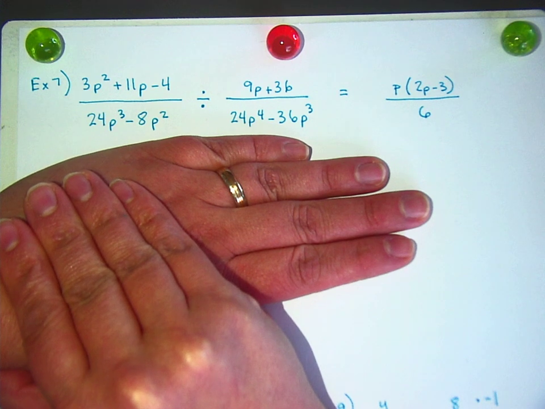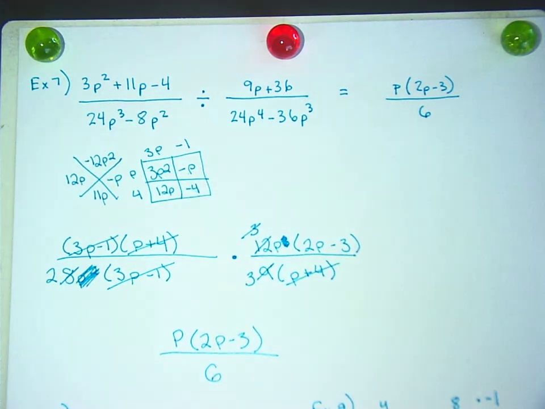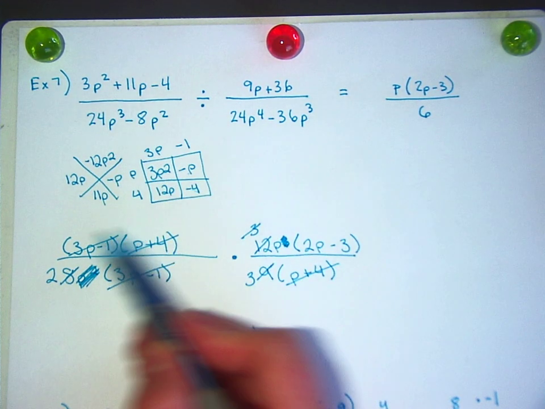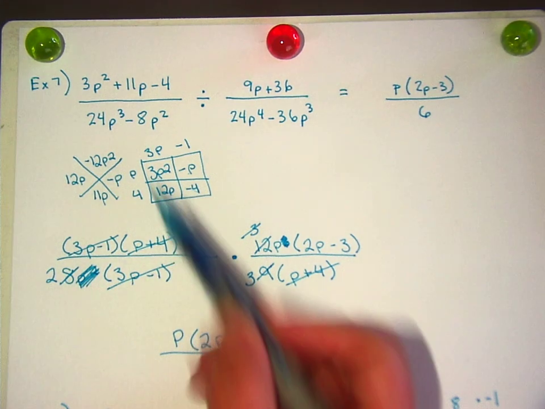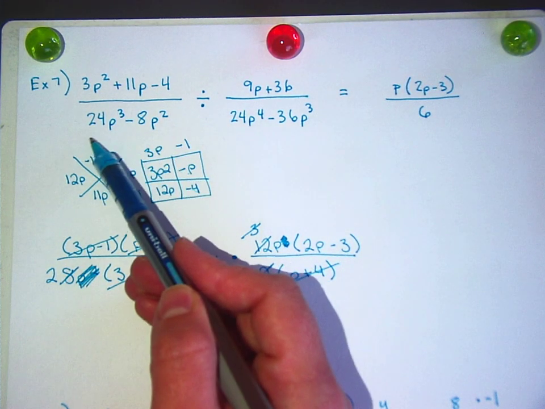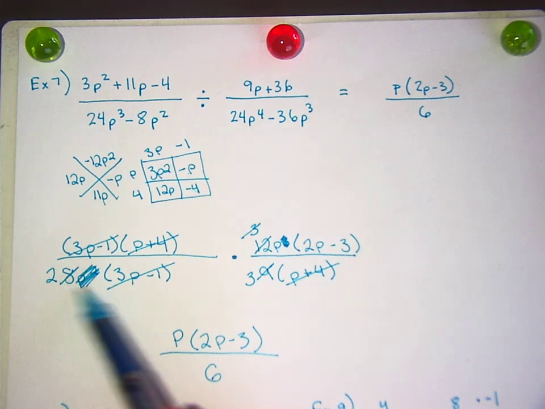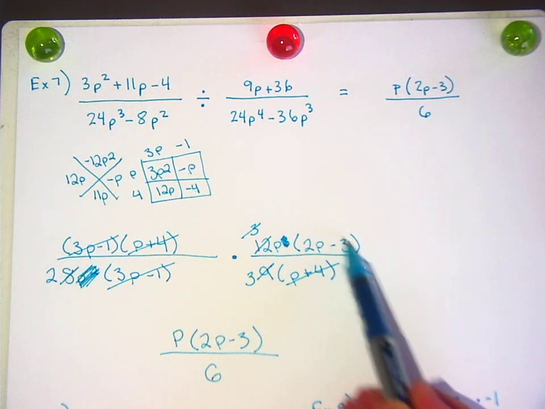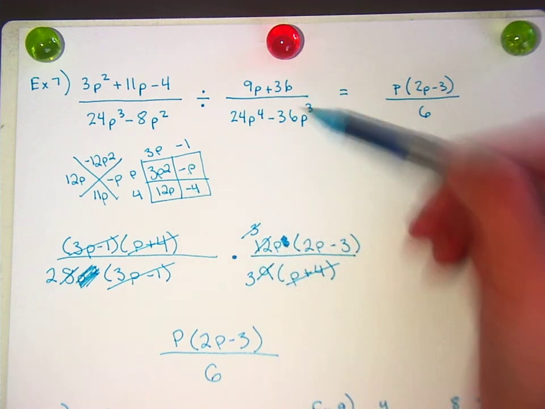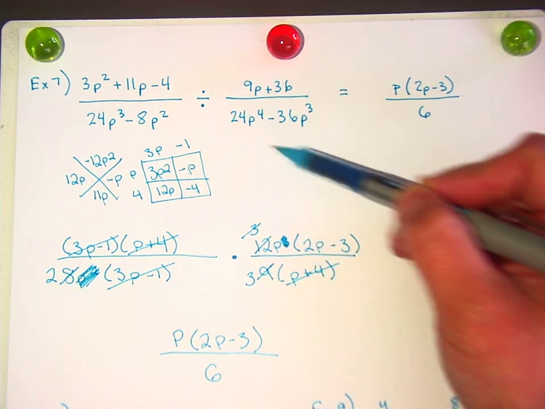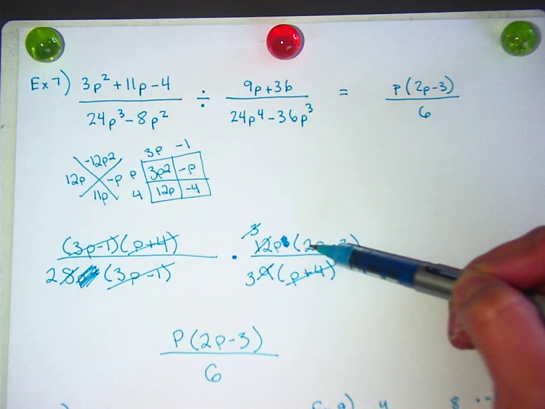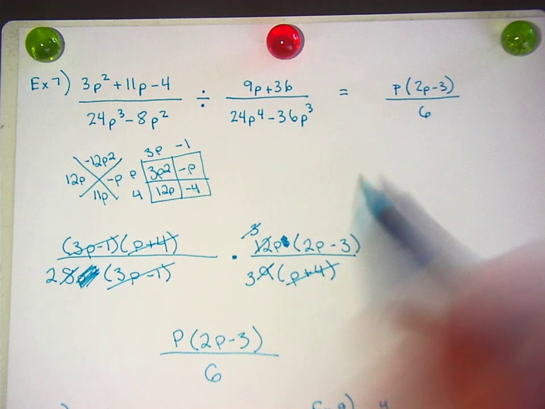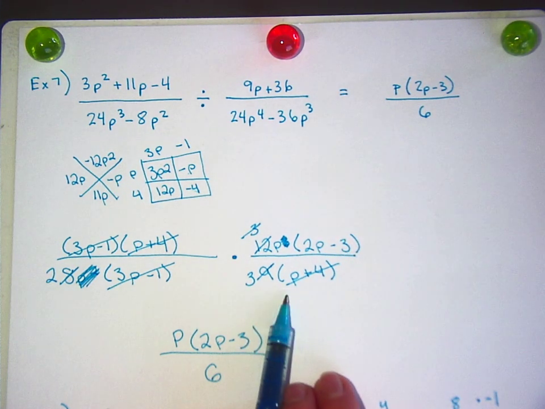All right, I'm assuming that you paused. So this right here is the X box you would have had to use to factor the top. Down here, they took out an 8 and a p squared and were left with a 3p minus 1. Over here, they flipped it, so this is that 24 bit up here, but they took out a 12p to the third, and we're left with a 2p minus 3. And down here, they took out a 9 and were left with a p plus 4.